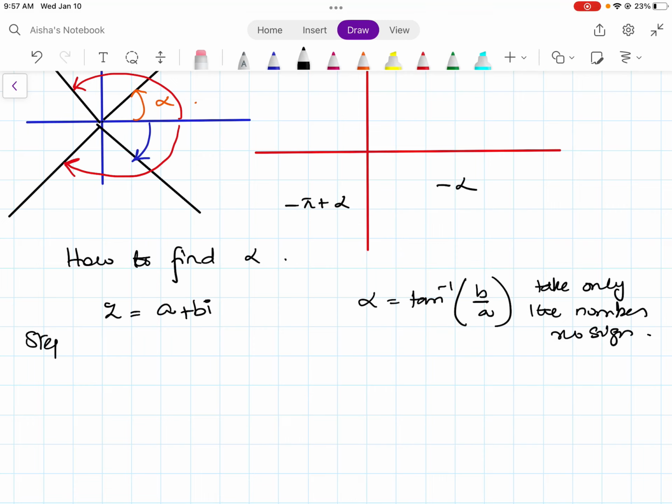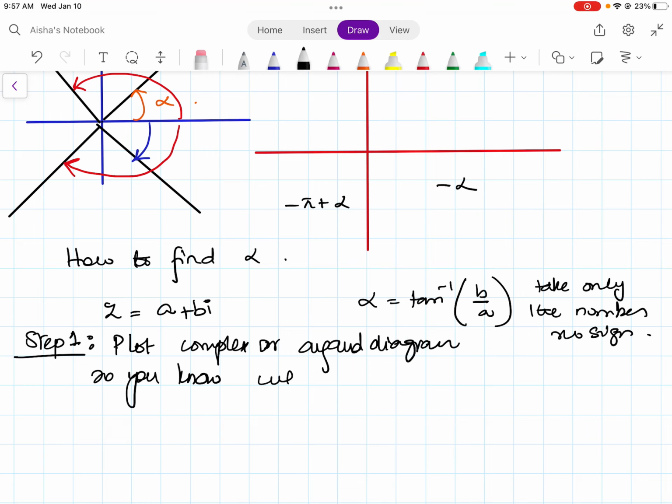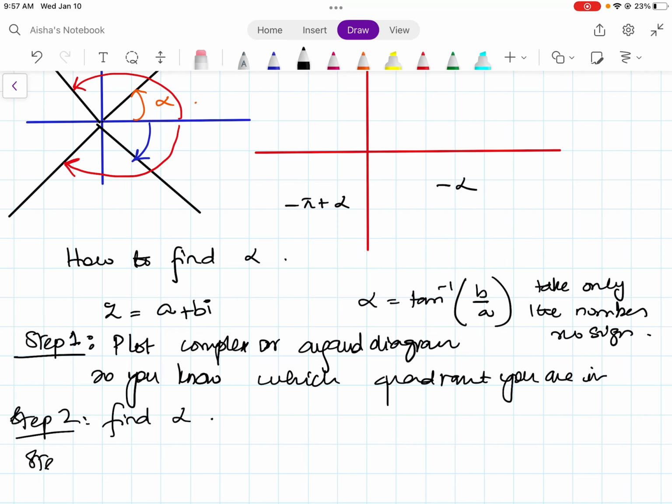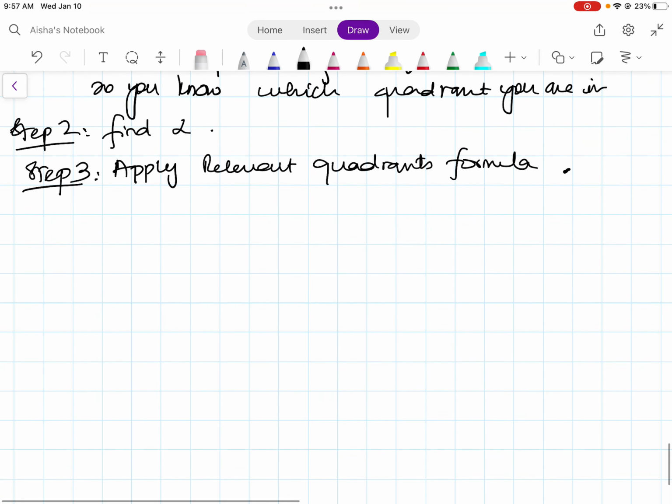So step 1 is plot the complex number on the Argand diagram, so you know which quadrant you are in. Step 2, find alpha. Step 3, apply the relevant quadrant's formula. Now let's do an example.